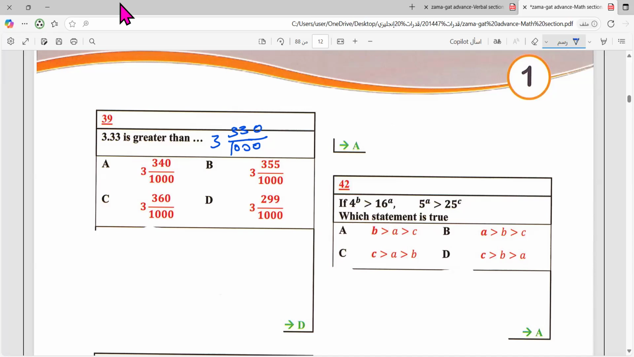Now we want 333, say 330. Which number is less than this? It is D, because this is 299 and this is 330. So the answer is D. Clear?